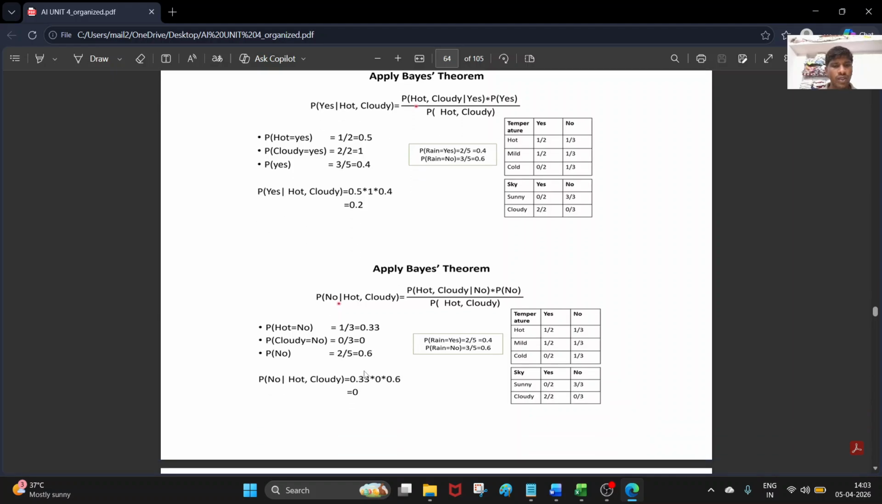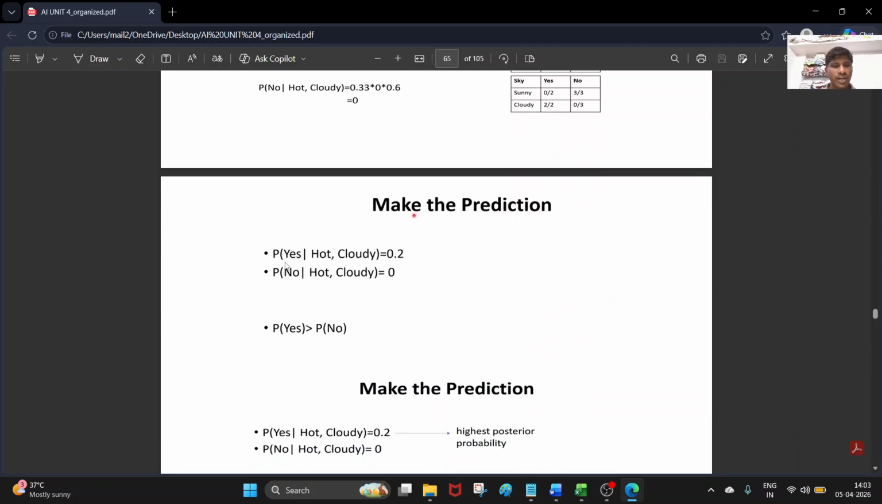So here, what are the conditions for no? We have to get the value as 0.3. That is, hot equal to no, cloudy equal to no is 0, and P of no is equal to total no is equal to 0.6. Therefore this is 0. So based on these two values, the probability of rain when the temperature is hot and sky is equal to cloudy is 0.2.